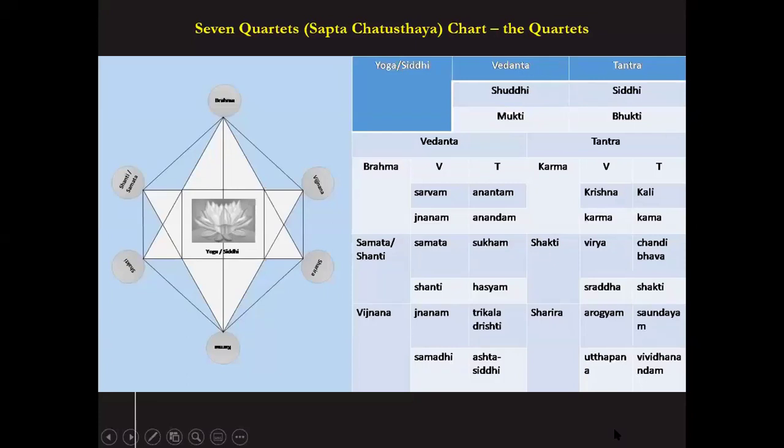We don't have time to go through the whole, but we can just see the center. The yoga quartet has four goals: Shuddhi, which means purification; Mukti, which means liberation; Siddhi, which means the powers, the abilities; and Bhukti, which means enjoyment. So these four are the central goals of this entire system. Two of the goals are Vedantic, purification and liberation, and two of them are Tantric, ability to act in the world and enjoyment. So just like that, even the Vedantic ones have Tantric goals and the Tantric ones have Vedantic goals.